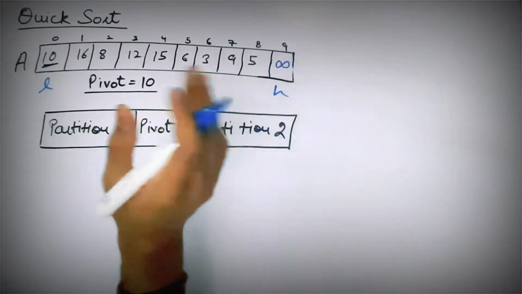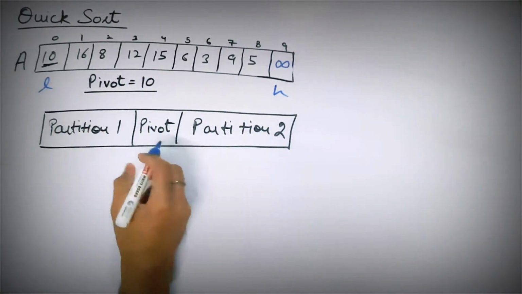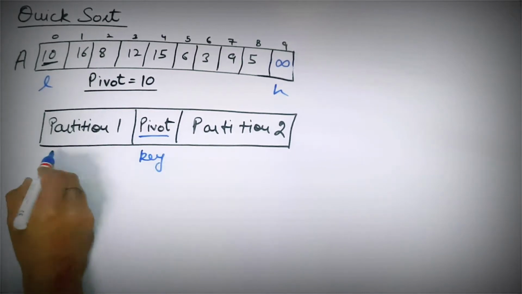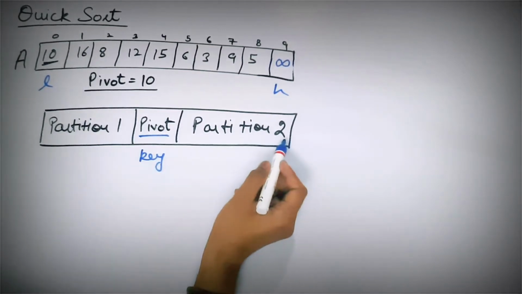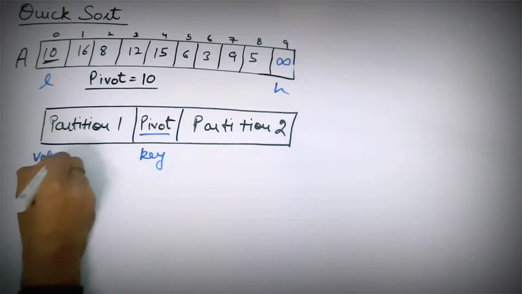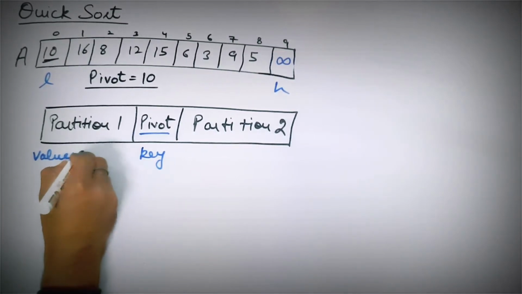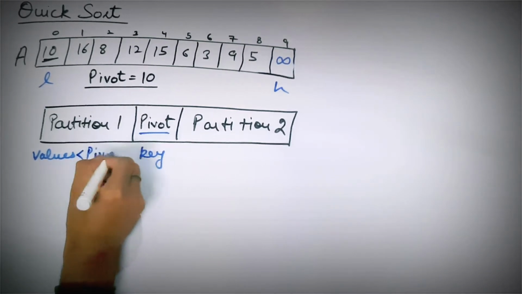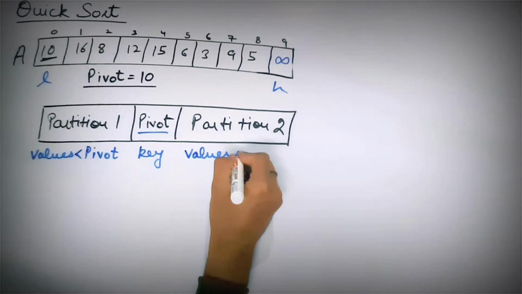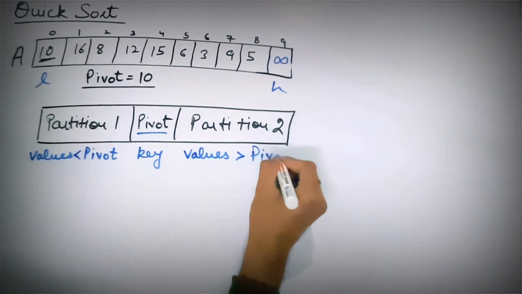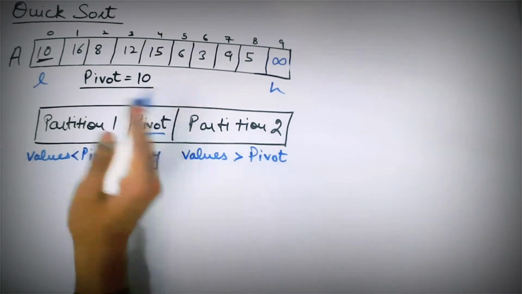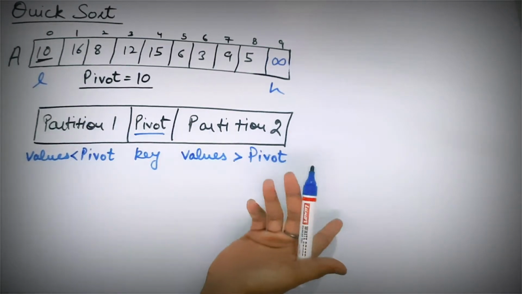Now let us see how the partitioning is done in quicksort. This is our pivot element, or you can say a key element. This is our partition 1 and this is our partition 2. In partition 1, the values will always be less than the pivot element, and in partition 2, the values will always be greater than the pivot element. The values that are equal to the pivot element can be on either side. That depends on the implementation of the logic.